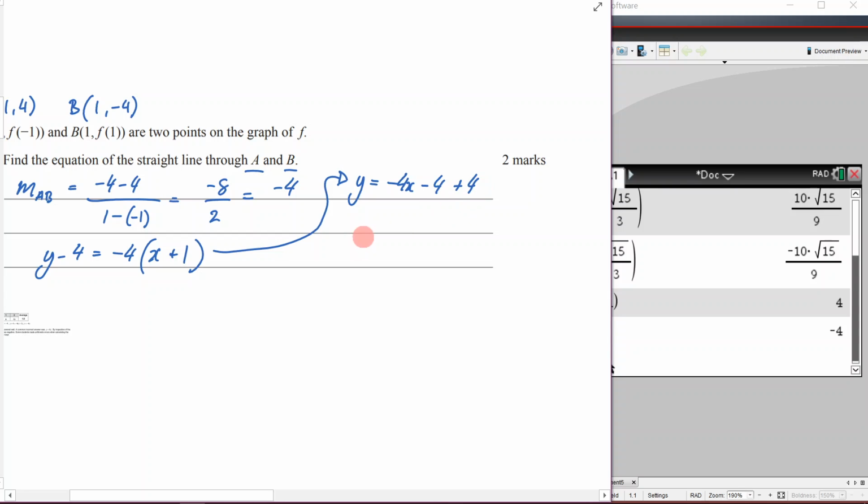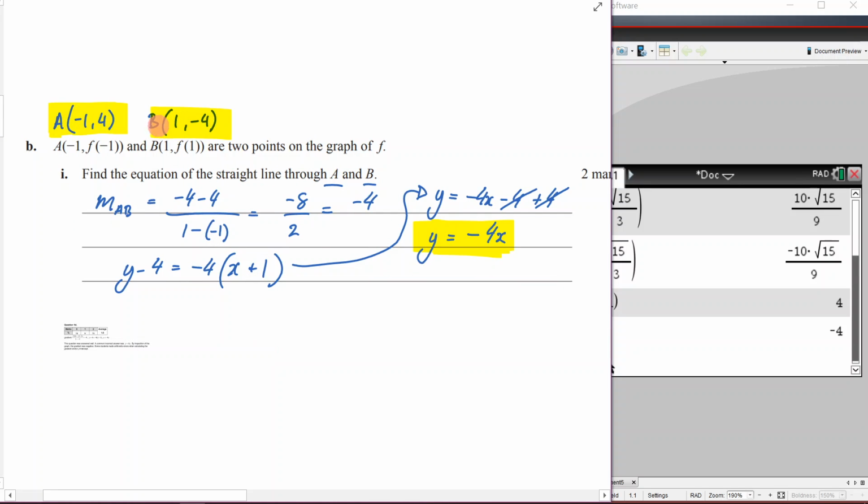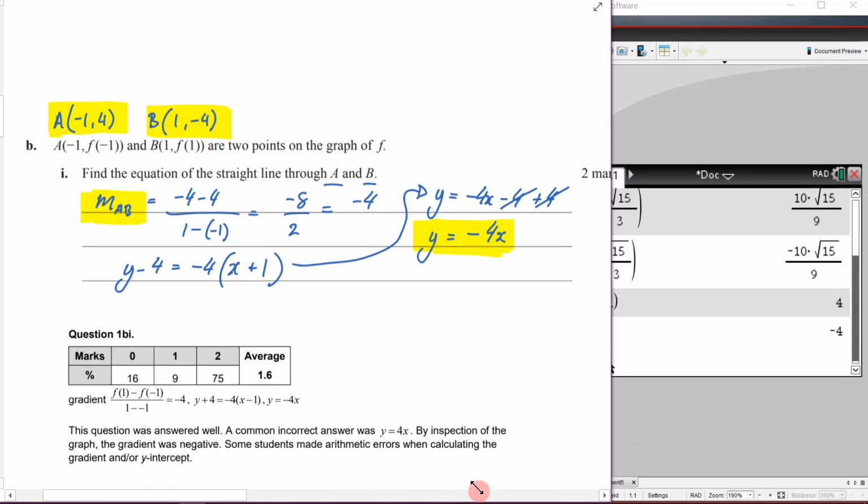plus 4, which means y is going to be equal to negative 4x, because these are just going to go away with each other. There we go. All right, so that would be our answer for that one. What we did is we first found out what our points are going to be. We then found the gradient, and then I believe this is the gradient point form of an equation to find this. Let's now look at our examiner's report to see how people went with this.